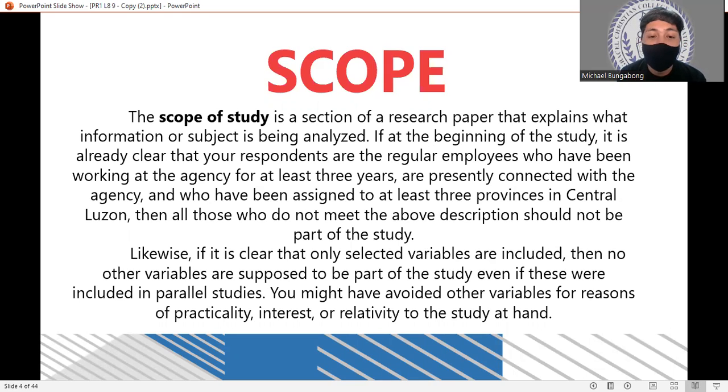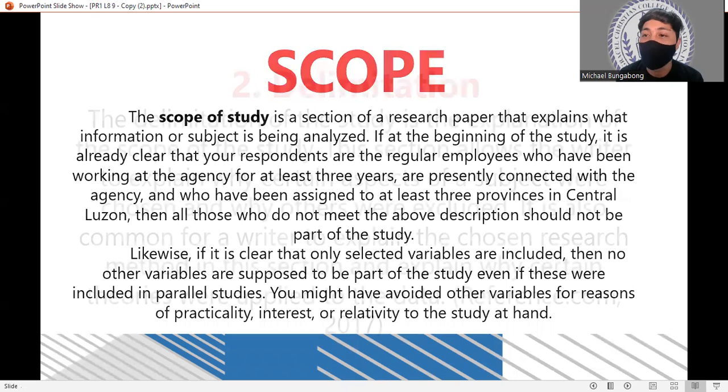So likewise, it is clear that only selected variables are included and no other variables are supposed to be part of the study, even if these were included in parallel studies. You might also have avoided other variables for reasons of practicality, interest, or relevance to the study at hand. All right, so that's the importance of scope.